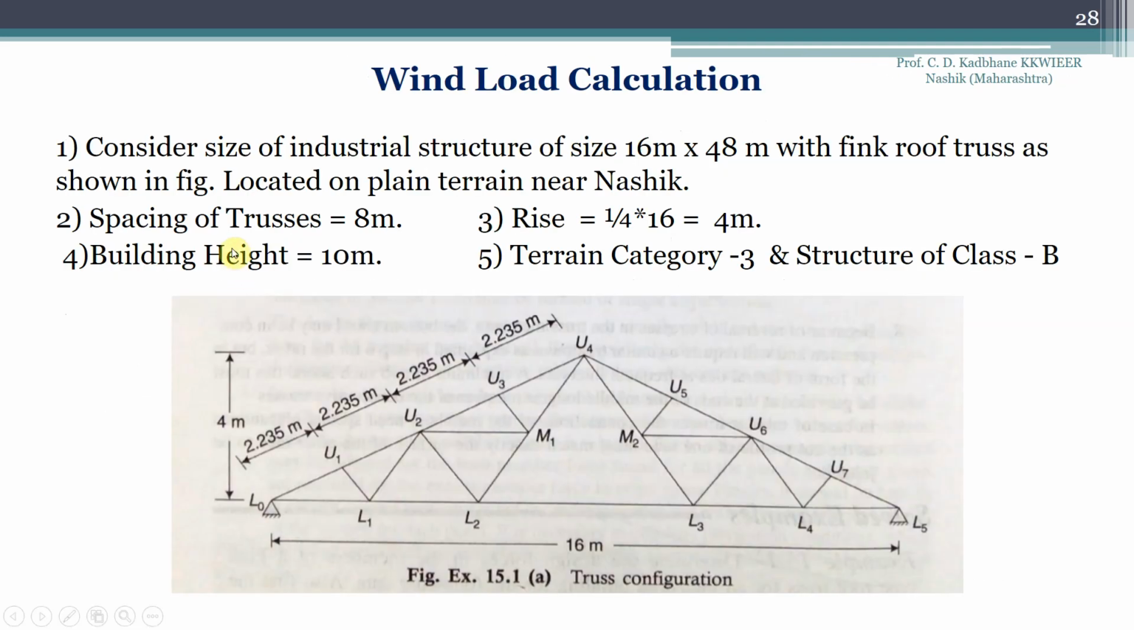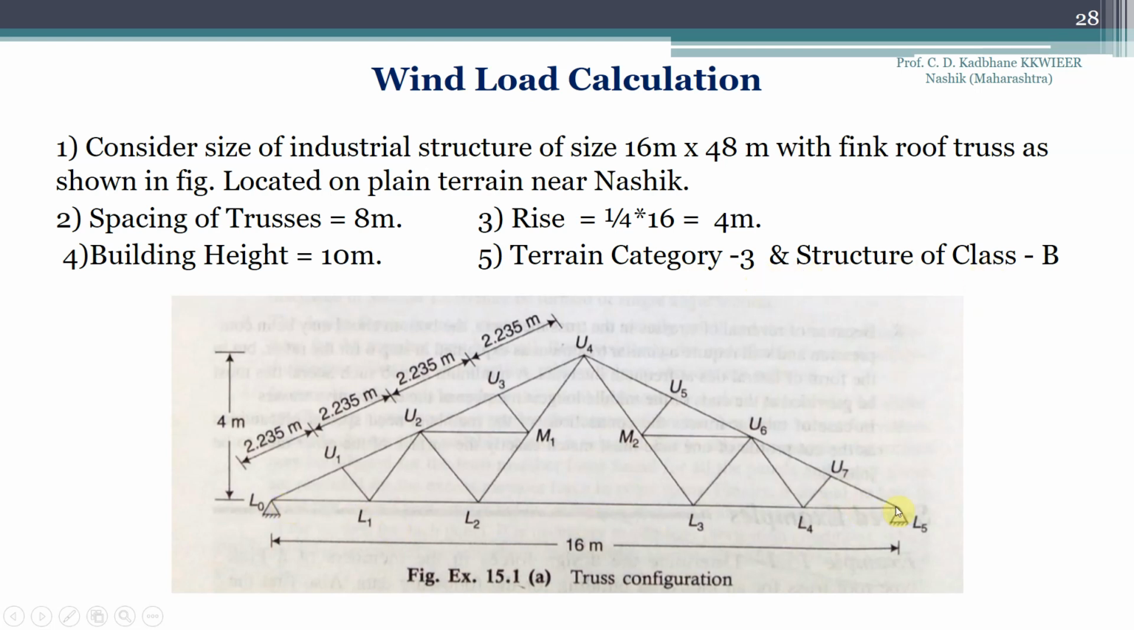Now for the sake of understanding, we are going to consider one example for calculation of wind load. Let us consider an industrial structure of size 16 meter by 14 meter with a fink roof truss as shown in the figure, located on plain terrain near Nashik. Let us consider spacing of trusses as 8 meter, rise 1/4 into 16, that is equal to 4 meter, building height 10 meter, terrain category 3 and structure of class B.